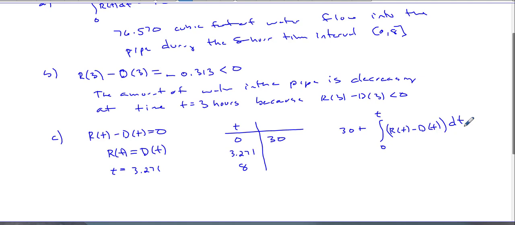Now, unlike the fish problem, they did not give us the amount of fish in the lake at the very beginning. It doesn't matter, but since they did give us the amount in the pipe at the beginning, we should include it. When you guys got a number, let me know.